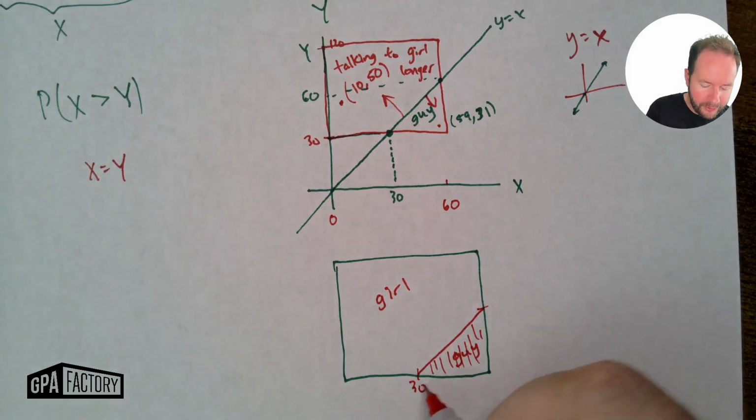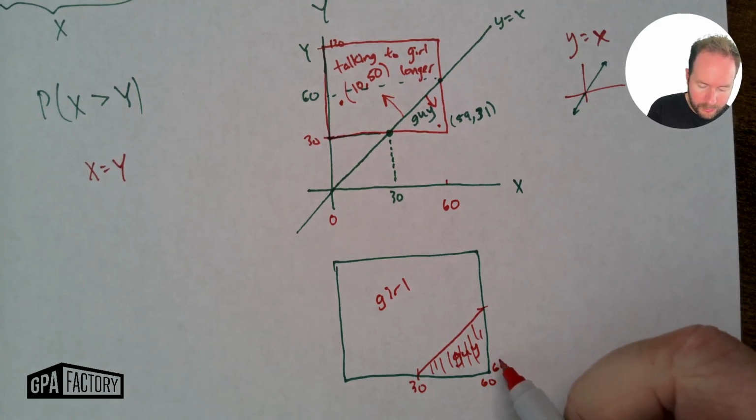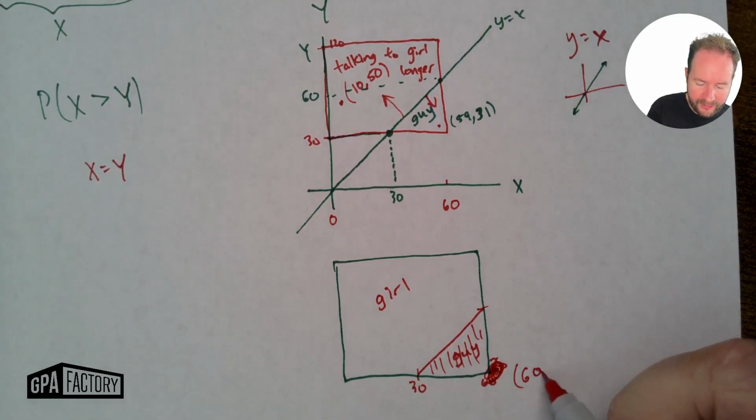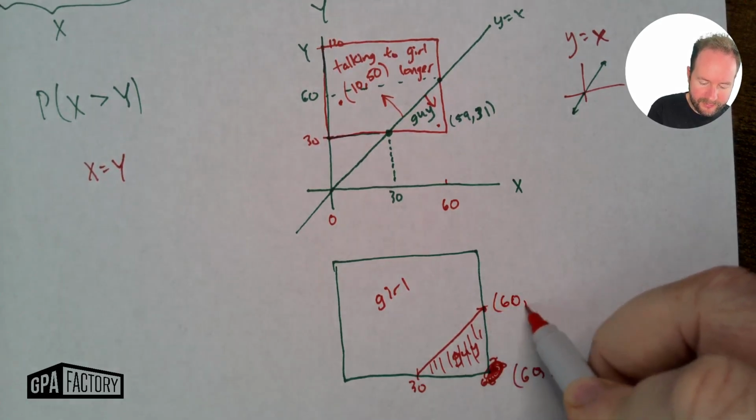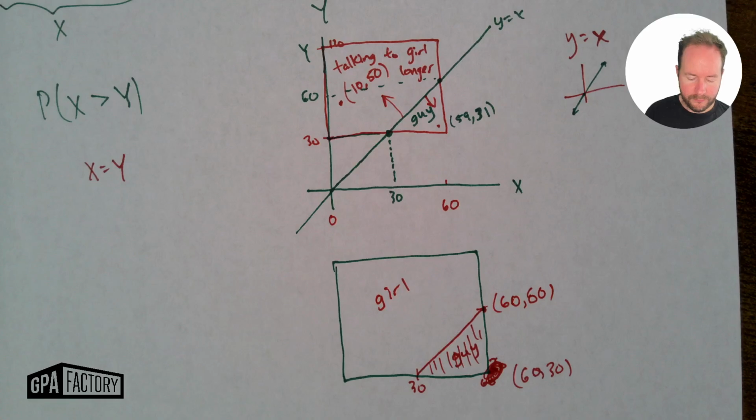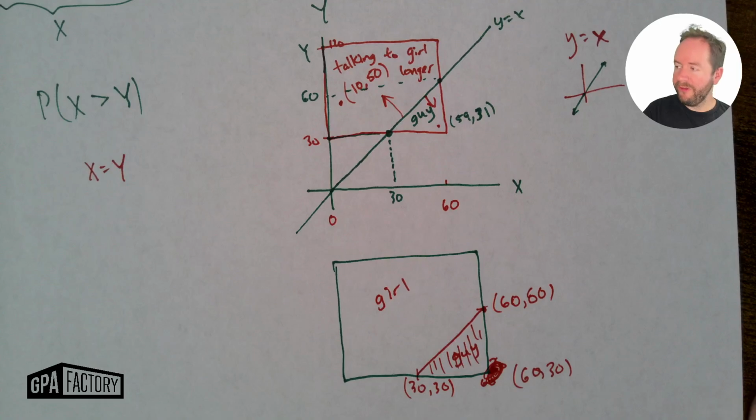I know this is 30, I know this is 60, I know this is 60. Oh, sorry, this is 30. I probably should label this as coordinates. So this coordinate is 60, 30. That's a little bit better. This is 60, 60. And this is 30, 30. So I want to figure out the area of this triangle.